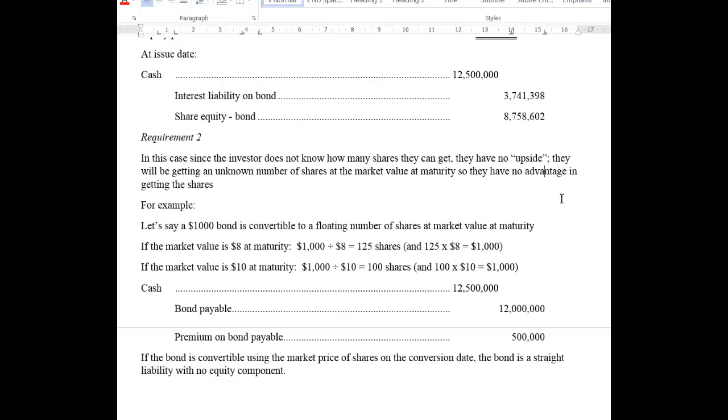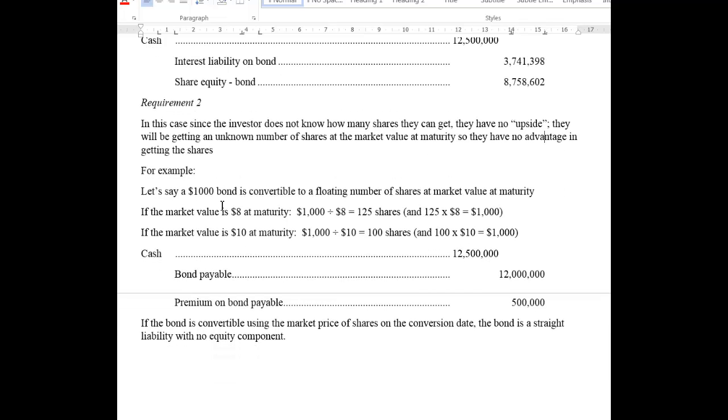So let's just do an example before we get to our little question here, just to show you why we say they have no upside. So for example, let's say we had a $1,000 bond that's convertible into a floating number of shares at market value at maturity. So let's say the market value at maturity is $8 a share. Well, if we divide the $1,000 bond by $8 a share, that means we get 125 shares. Well, those 125 shares trading at $8 a share is worth $1,000, right?